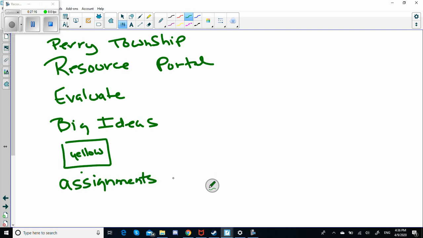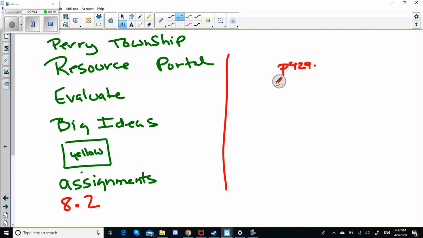Okay, so if you're planning to do this online, which is what I would very much like for you to do, to submit this online, you'll find the assignment for 8.2. Okay, if you don't have internet or for whatever reason you cannot do this online, you can do this on paper. You're going to go to page 429 and 430, and you're going to have to do that on paper, including the graphs.